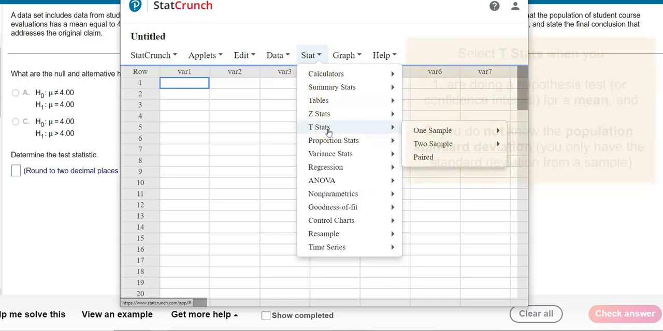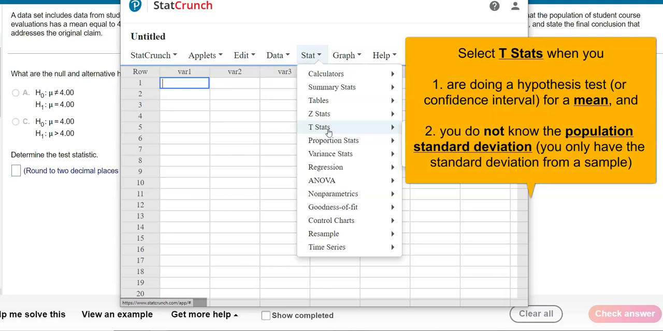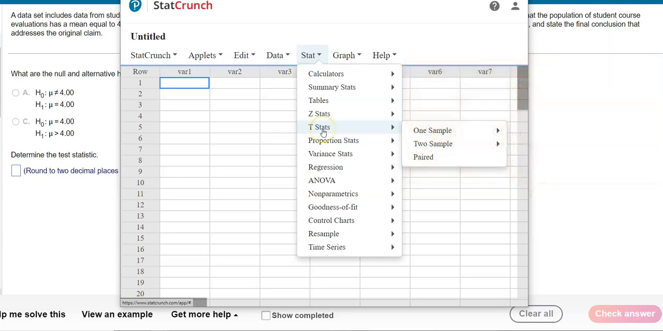Why are we selecting T Stats? Because we're going to use the t-distribution to find the values that we need to make a conclusion about this test. And we know that because we're doing a test about a mean, and the standard deviation we were given came from a sample. Those are the two things that we need to see to know that we're using the T Stats. So we're choosing T Stats here.